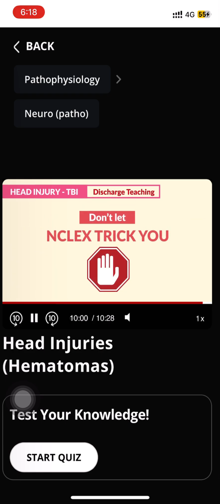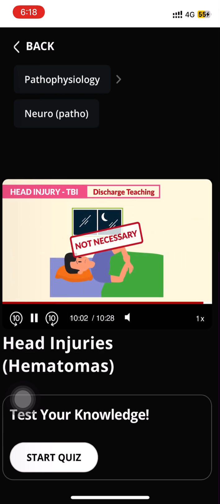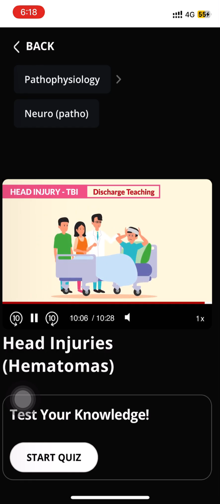Now, don't let the NCLEX trick you here. It's not necessary for the patient to stay awake all night. The key here is to teach family members to monitor for changes in that mental status. It's very subtle, but it's critically important.